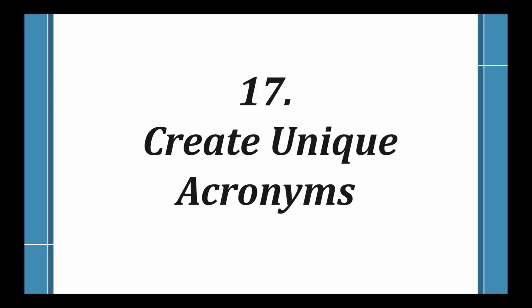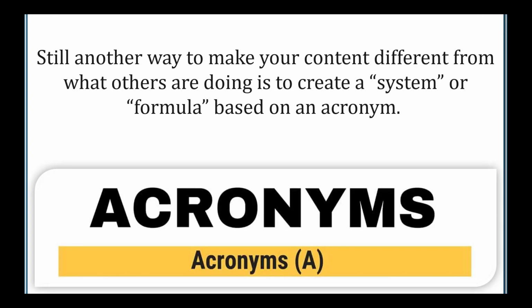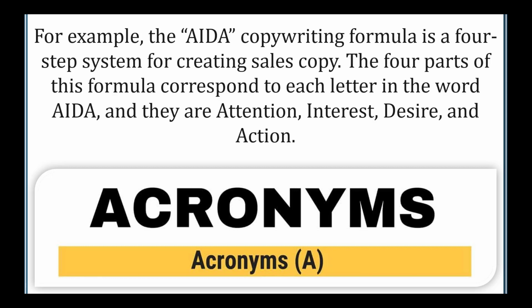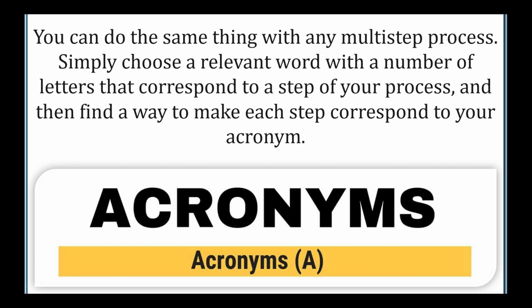Number 17. Create unique acronyms. Still another way to make your content different from what others are doing is to create a system or formula based on an acronym. For example, the AIDA copywriting formula is a 4-step system for creating sales copy. The 4 parts of this formula correspond to each letter in the word AIDA, and they are attention, interest, desire, and action. You can do the same thing with any multi-step process.